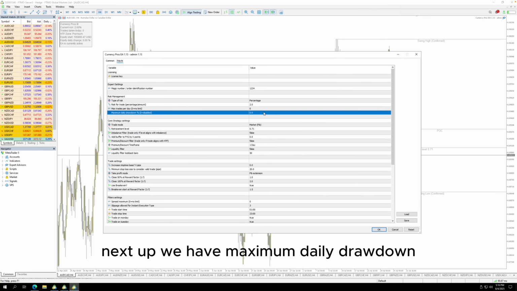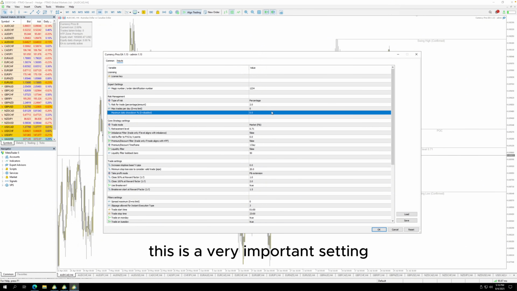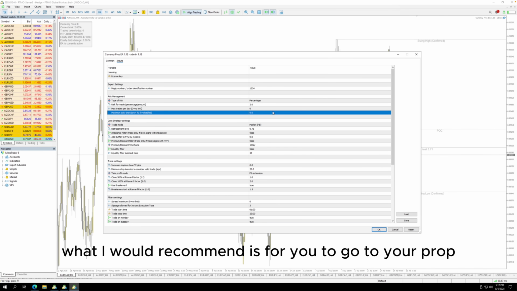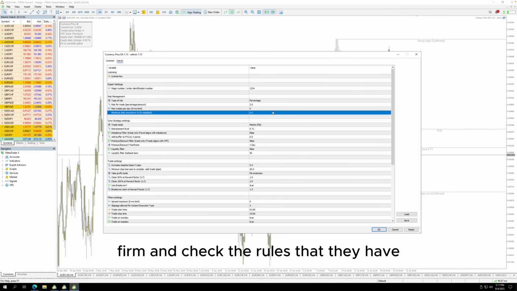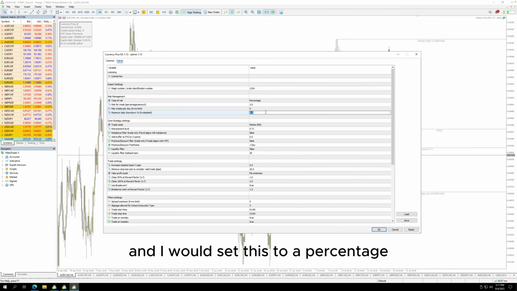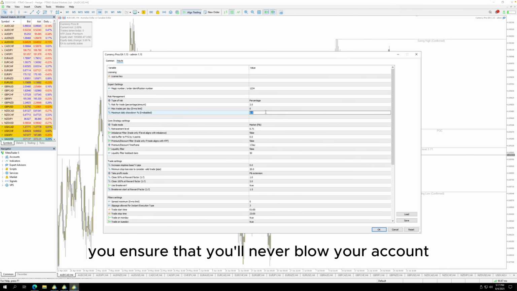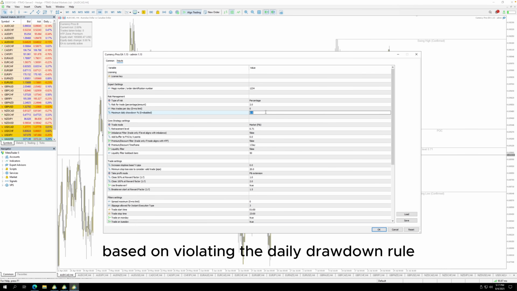Next up, we have maximum daily drawdown. This is a very important setting if you're trading with prop firms. So what I would recommend is for you to go to your prop firm and check the rules that they have in terms of maximum daily drawdown. And I would set this to a percentage slightly less than that. That way you ensure that you'll never blow your account based on violating the daily drawdown rule.